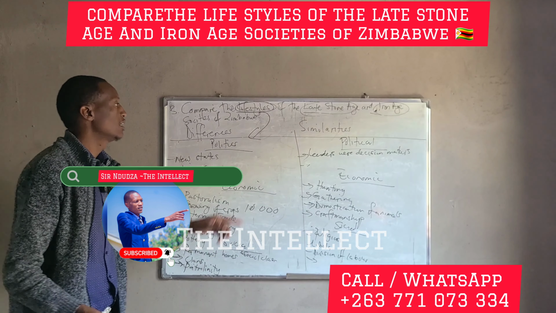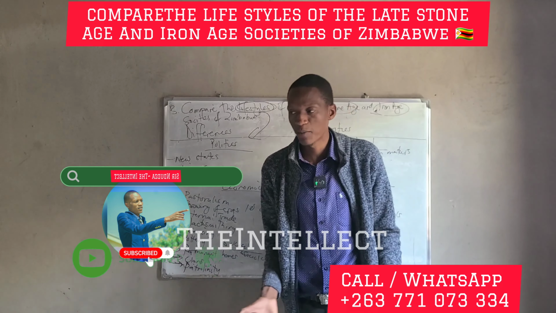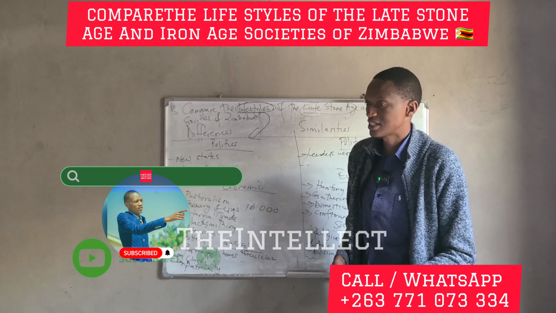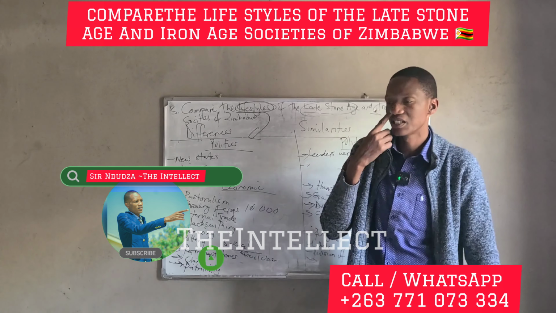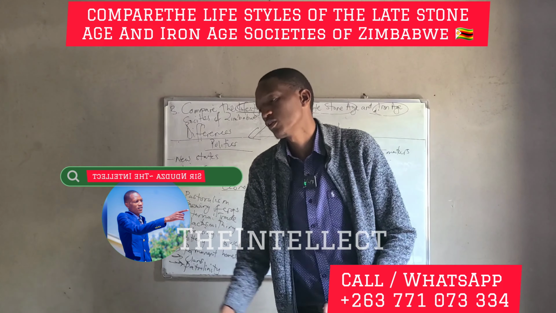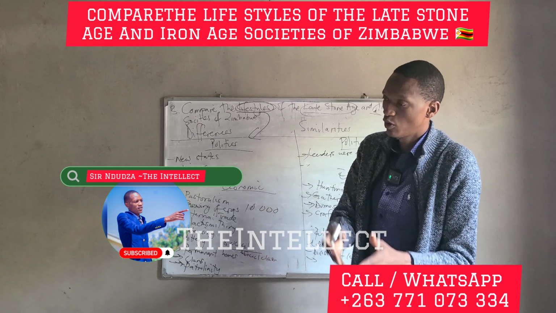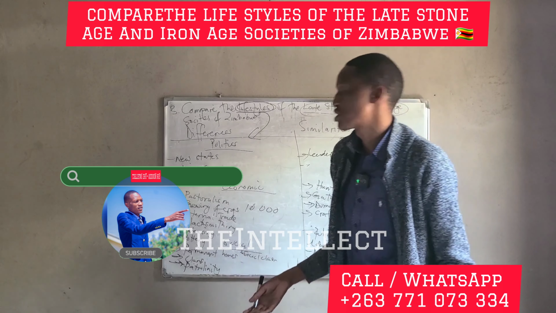Furthermore, the Iron Age societies practiced international trade. For example, Great Zimbabwe and Mapungubwe were practicing trade with the Swahili traders in order to obtain cloth and salt. Whereas in the Late Stone Age period, they only focused on barter trade among themselves.